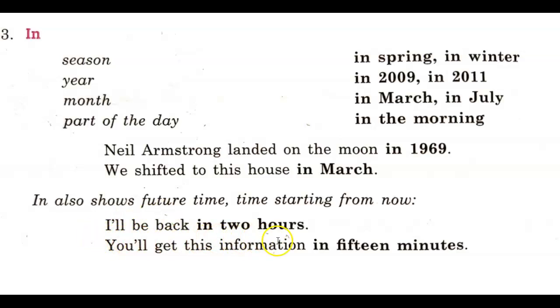So I'll be back in 2 hours. In 2 hours means it's going to start from now. You are leaving right now and from now, in 2 hours, you'll be coming back. So this is a future time I'm talking about, and for future time we use the preposition in, and that time starts from now. You'll get this information in 15 minutes, when we say that something is going to happen within a particular period of time, in 15 minutes.